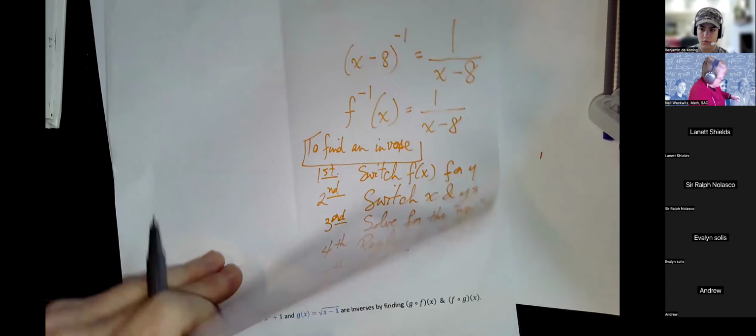Every page I pull out has already been written on. Oh, here's a good one.